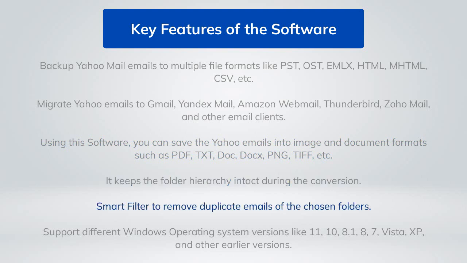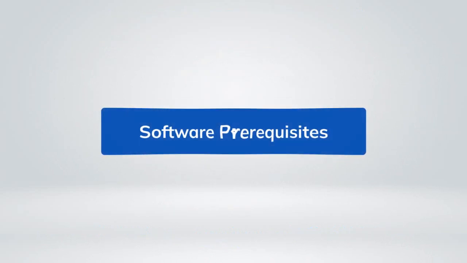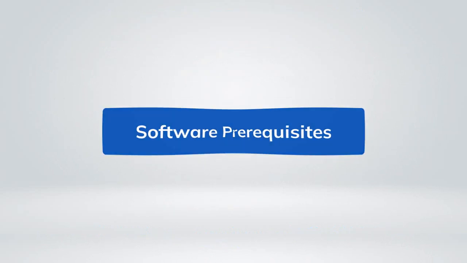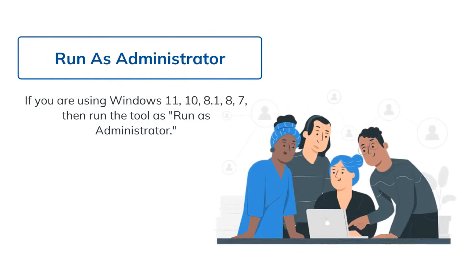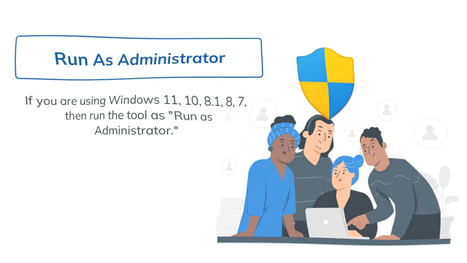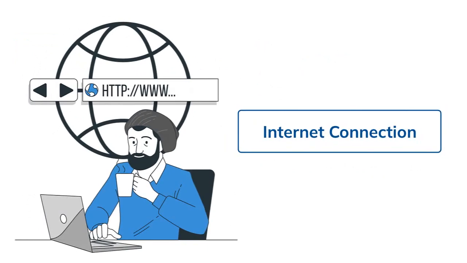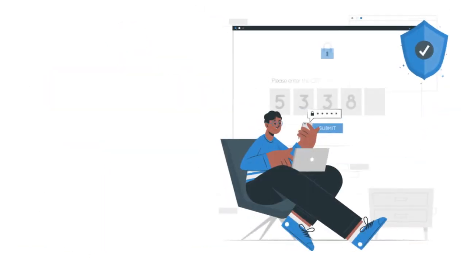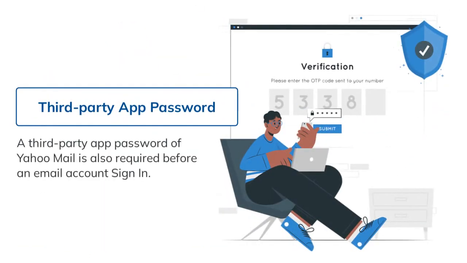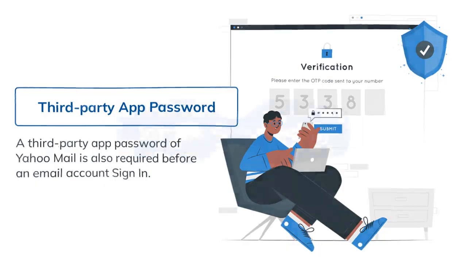Smart filter to remove duplicate emails of the chosen folders. Support different Windows operating system versions like 11, 10, 8.1, 8, 7, Vista, XP, and other earlier versions. The prerequisites of this tool include: if you are using Windows 11, 10, 8.1, 8, 7, then run the tool as Run as Administrator. When you log into your Yahoo Mail account in the tool, you need to establish a proper internet connection. A third-party app password of Yahoo Mail is also required before an email account sign-in.